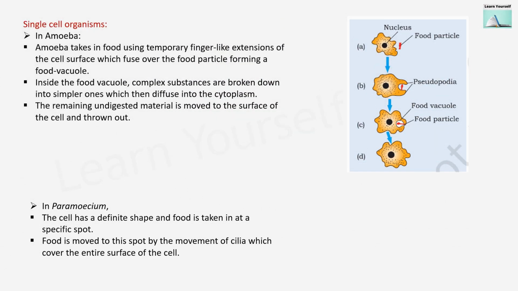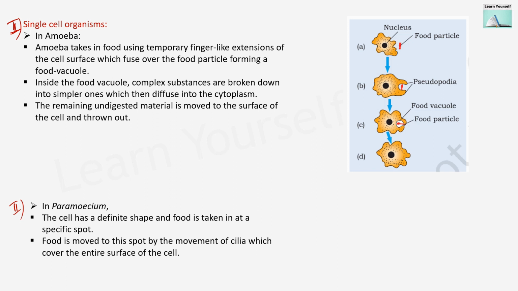Now under the heterotrophic mode of nutrition, we are going to discuss two specific cases. The first is the amoeba's case, and the second is the Paramecium case. Now, among single cell organisms, the amoeba takes in food using temporary finger-like extensions of the cell surface which fuse over the food particle, forming a food vacuole.